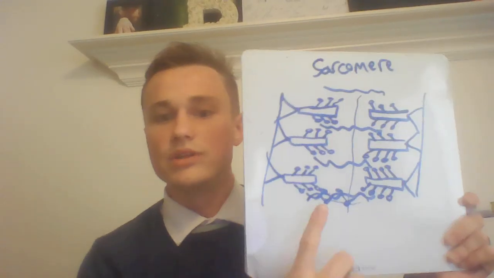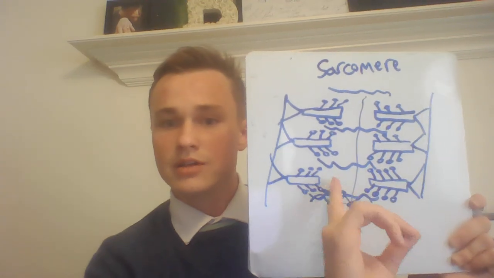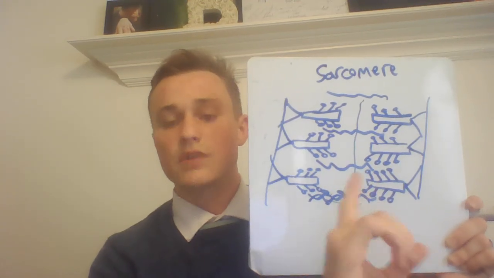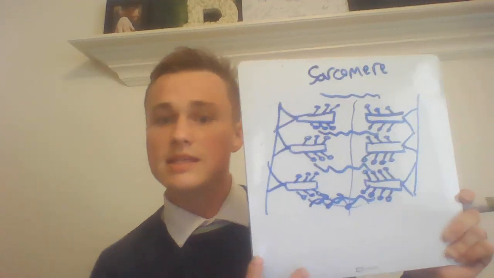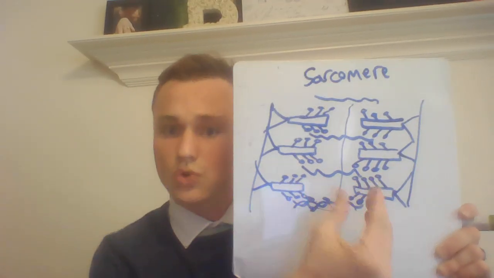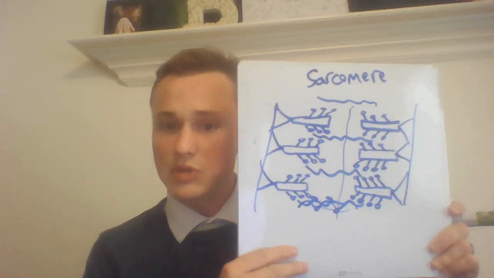Now, we know what our smallest unit of contraction looks like. This is what it looks like. How does calcium make this thing contract? How does it shorten this whole thing? Well, let me show you.